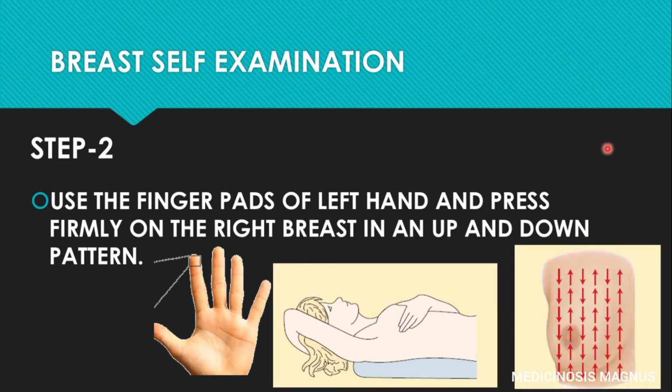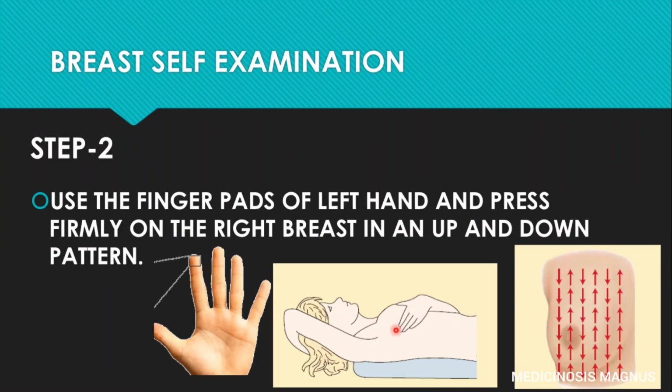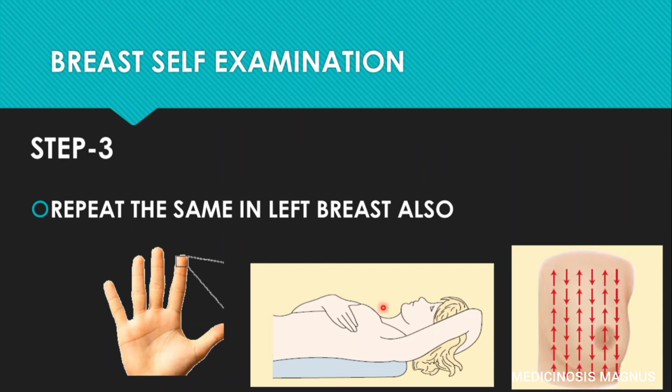So these were the first 2 steps. First, you lifted your right hand, kept it behind your head and kept a pillow behind the right shoulder. Then step 2, you used your left hand to examine your right breast. Remember this pattern. Then step 3, you just do the same thing for your left breast. Keep your left hand behind your head and insert a pillow behind your left shoulder, and with the right hand fingertips you can examine the left breast in the same up and down fashion. Remember to cover every bit of the breast tissue.